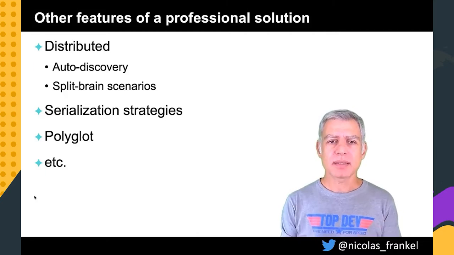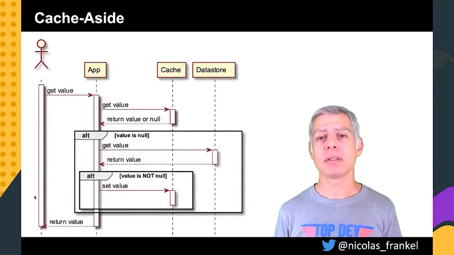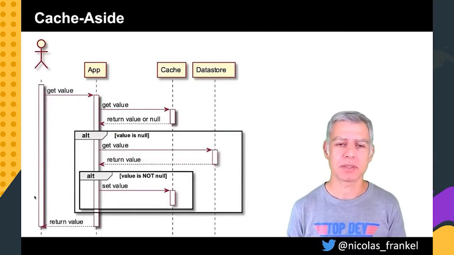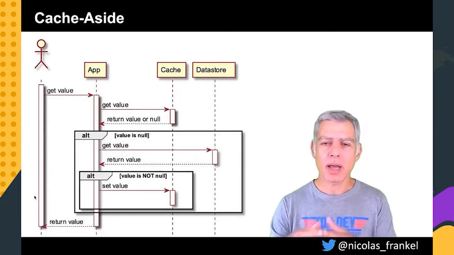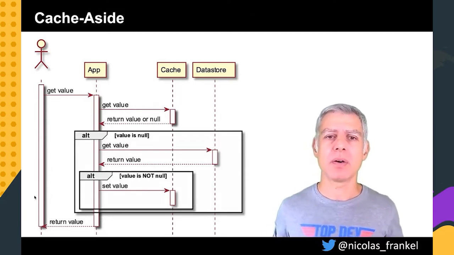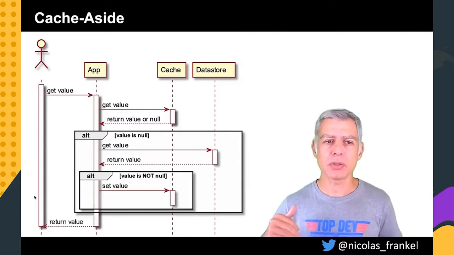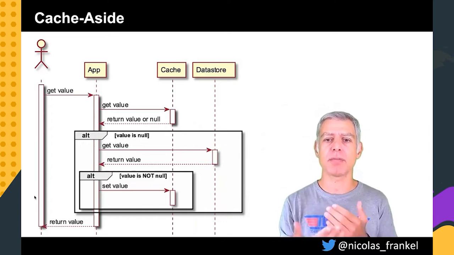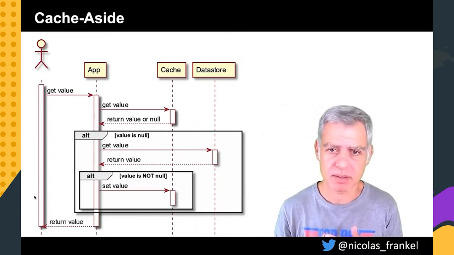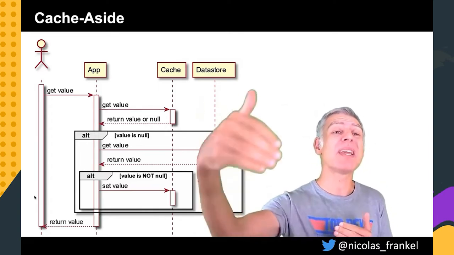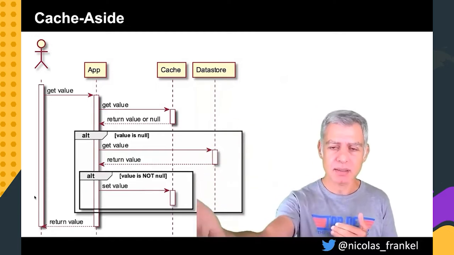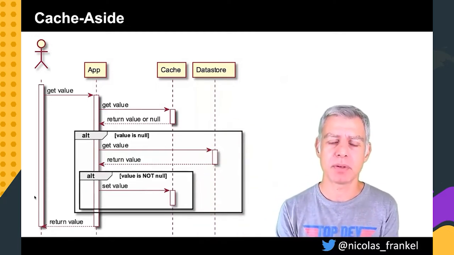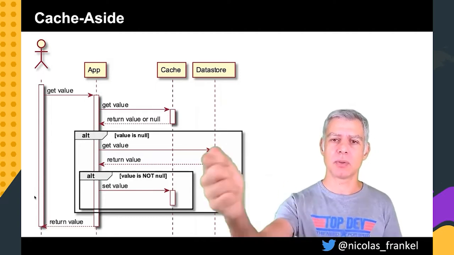So let's start simple. I have an application and I just want to cache some stuff. The easiest way is that your application will be the orchestrator. The application will first get the value from the cache. And if the value is null, meaning there is nothing in the cache, or there might have been a value in the past, but it had been invalidated, anyway, right now the cache is empty for this value, then we will go to the data store.